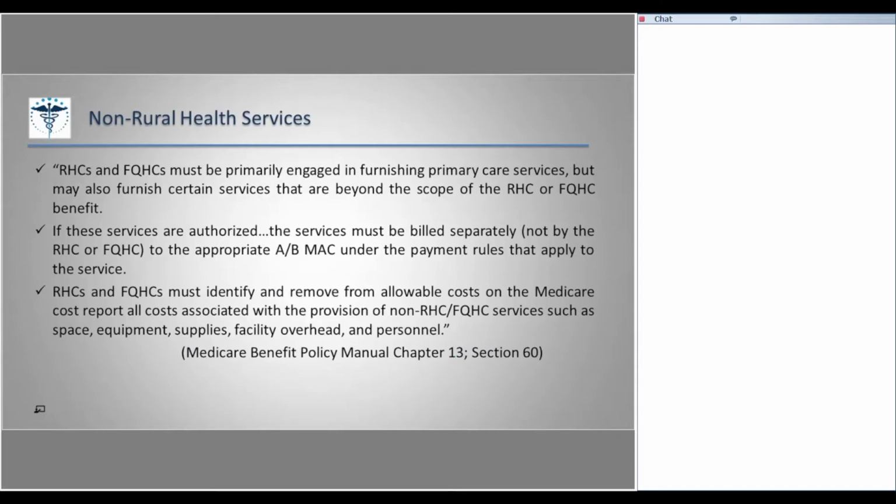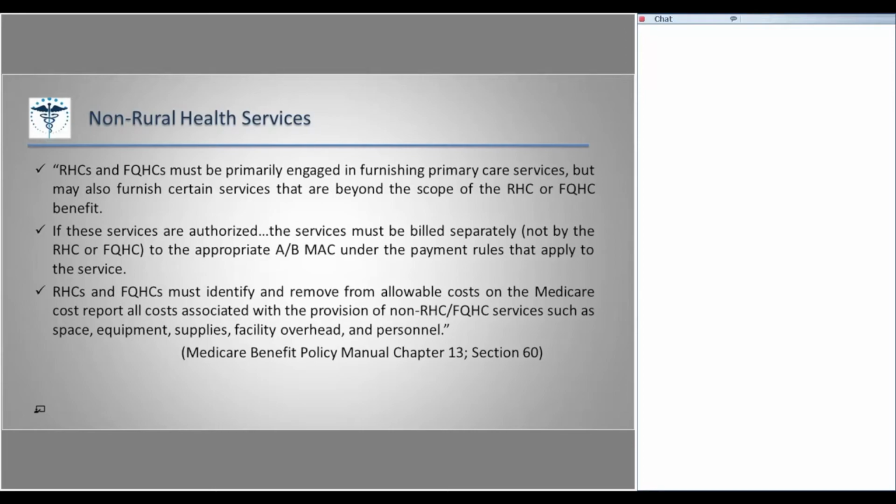Right in the Medicare Benefit Policy Manual, this is another place where it says we must be primarily engaged in primary care services, but we also furnish services beyond the scope of what we're paid for in the RHC encounter. If those services are authorized, i.e. if there's a valid way to bill those in Medicare Part A, Part B, we must look at the language. The services must be billed separately, not by the RHC or FQHC. Here's what that means. When we hear not by the RHC or FQHC, it means not under that provider number, but under the appropriate provider number for that service. So, i.e. to our Medicare Part B MAC physician fee schedule 1500 would be the appropriate way to bill the majority of these non-RHC services.